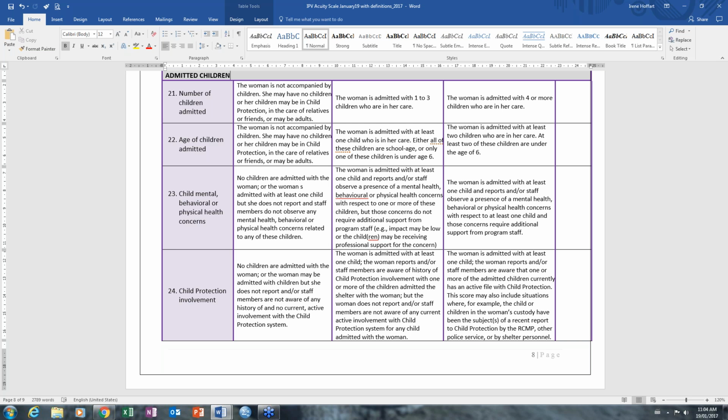So it doesn't have to be the mom. It has to be the person who's admitted with children. If she's admitted with children, then she has had history with either one of those specific children. So we're interested in the kids, not necessarily grandma's history with some other kids, but those kids' history with child welfare. Then we're going to be scoring 3.